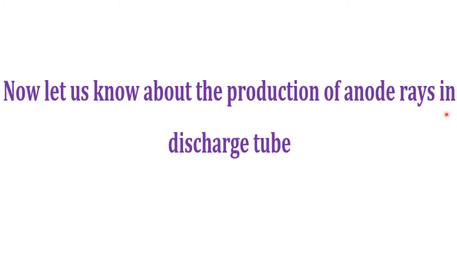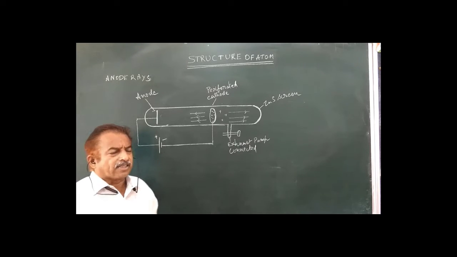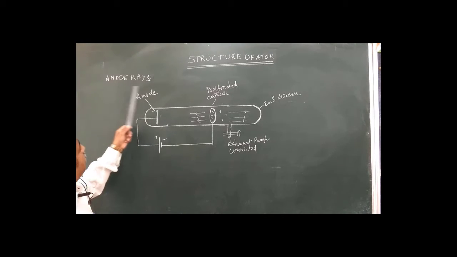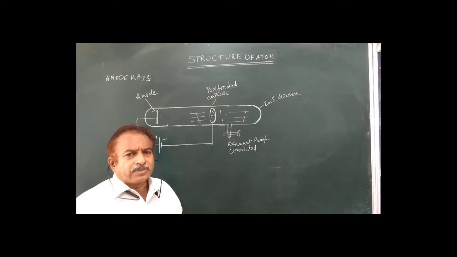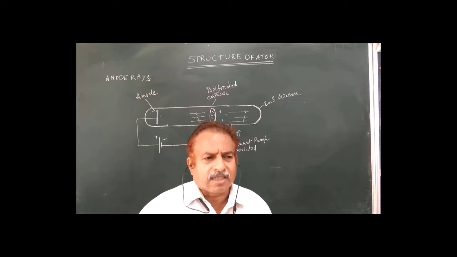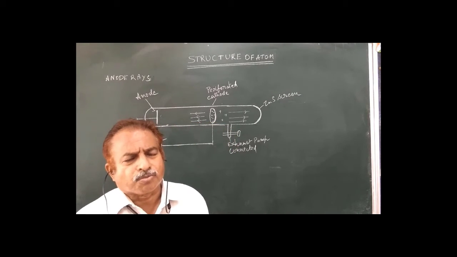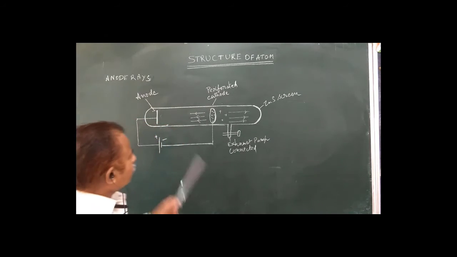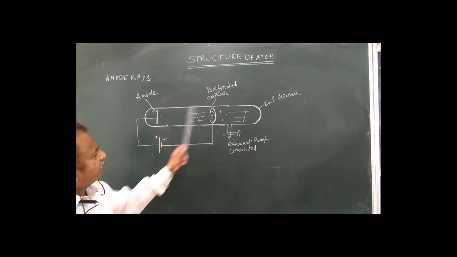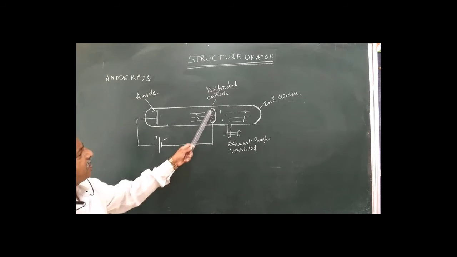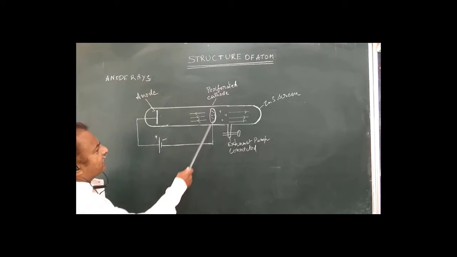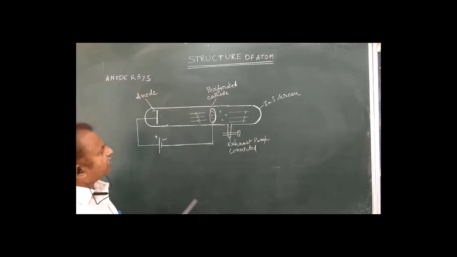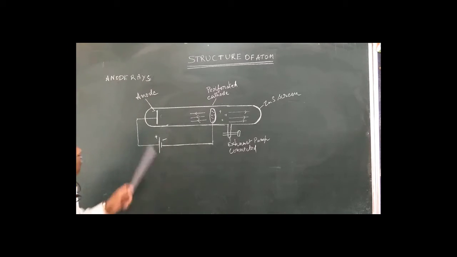Now let us know about the production of anode rays in discharge tube. Anode rays. Goldstein in 1886 conducted the discharge ray tube experiments with a perforated cathode. So this is a modified discharge tube in which this is the perforated cathode. Here these are the small holes present in the cathode. And here this is the anode.